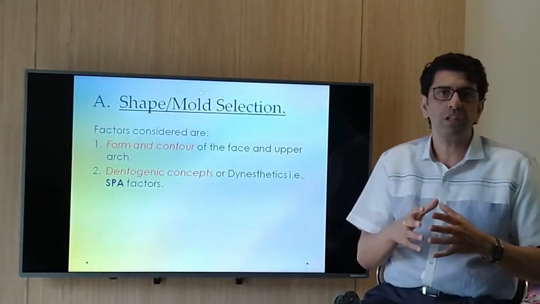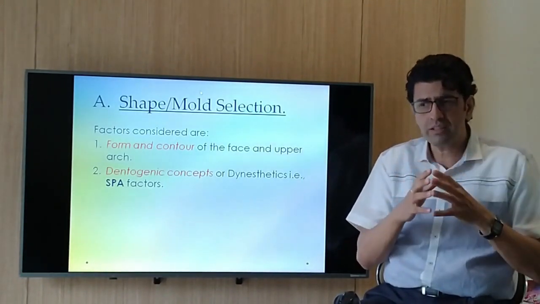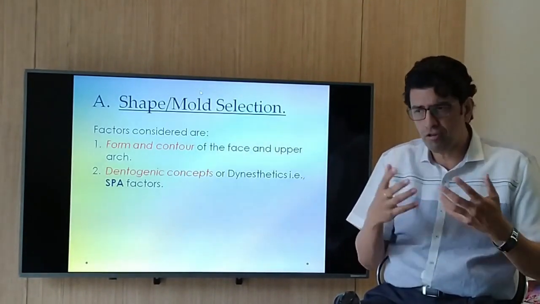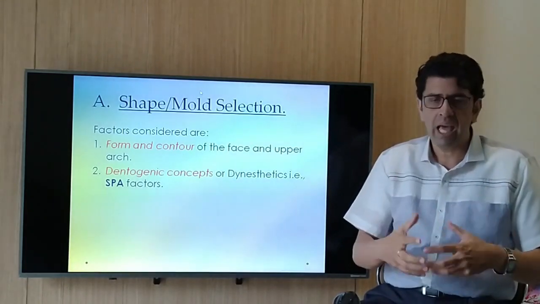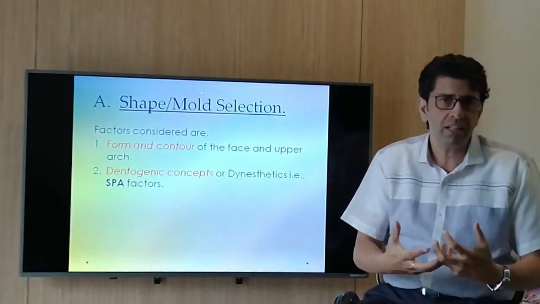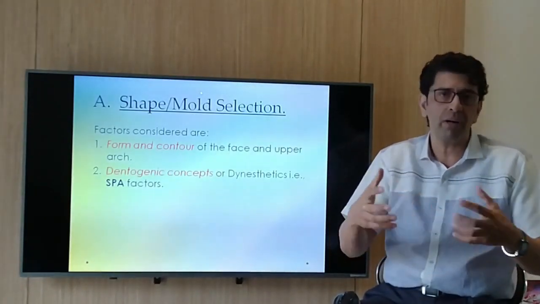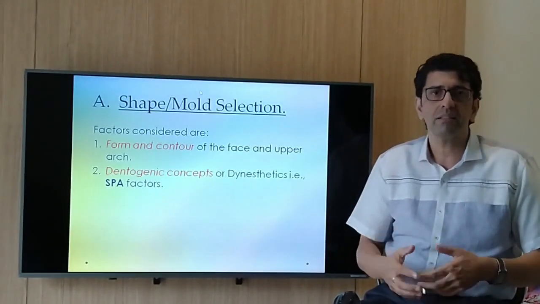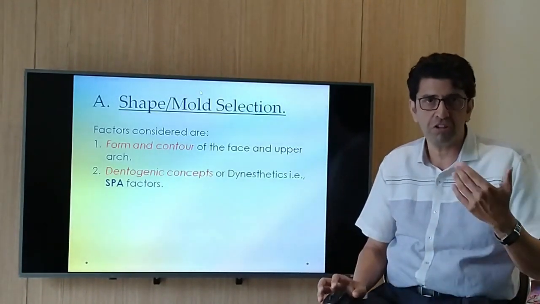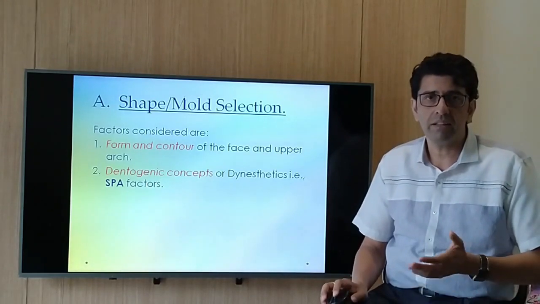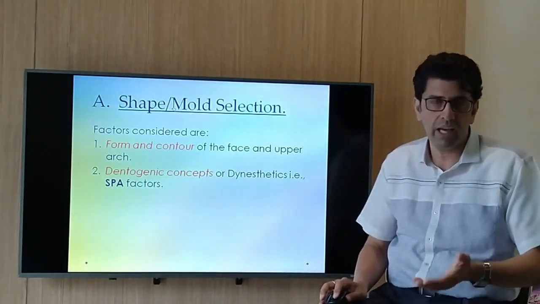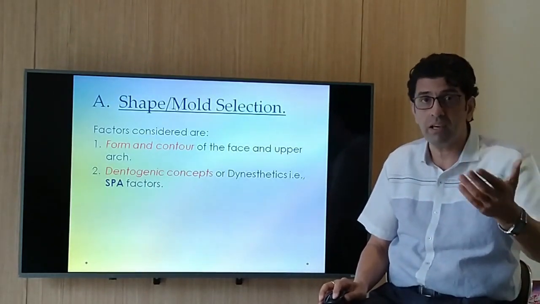In the shape or the mold of the teeth, we have 2 factors that we want to consider. Number 1 is the form and the contour, and how it relates with the face as well as how it relates with the upper arch. And the second is the dentogenic concepts introduced by Frush and Fisher, and the factors that came out of it, that is the dynesthetic concept and the SPA factors.